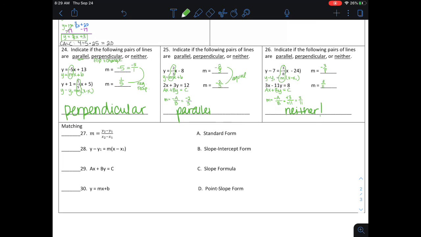All right, last but not least. Okay, number 27, we're just matching. This is obviously the slope formula. Okay, this is point-slope form. Why did I do that? This is standard form, and this is slope-intercept form. And thus concludes this review. Godspeed.